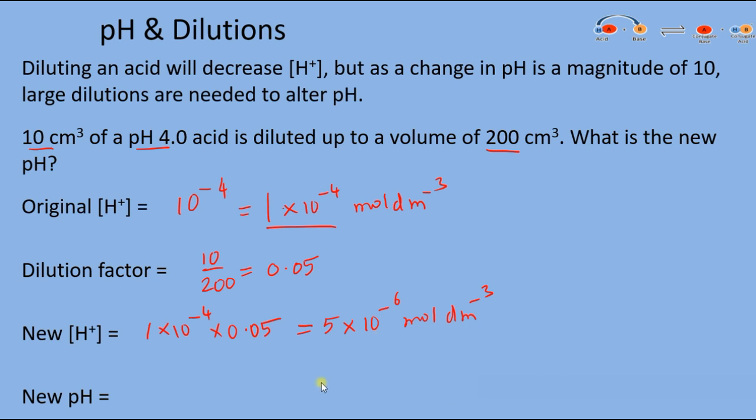Now to work out the pH, minus log of this concentration, 5 times 10 power minus 6. That gives us 5.30. Always keep the pH answers to 2 decimal places, unless the question asks you to give it to a different number of significant figures.